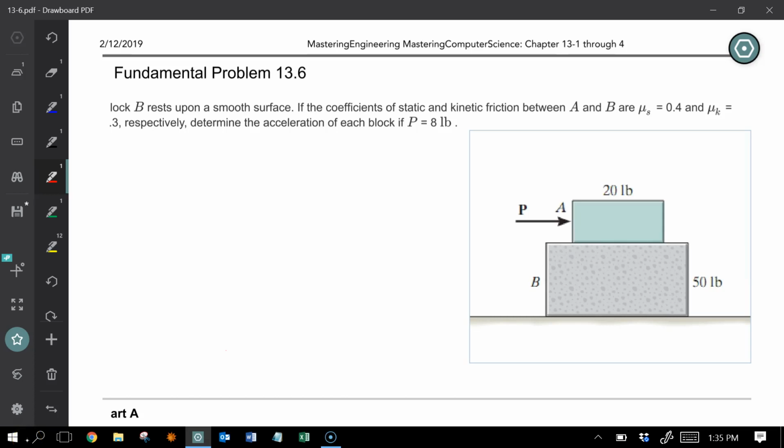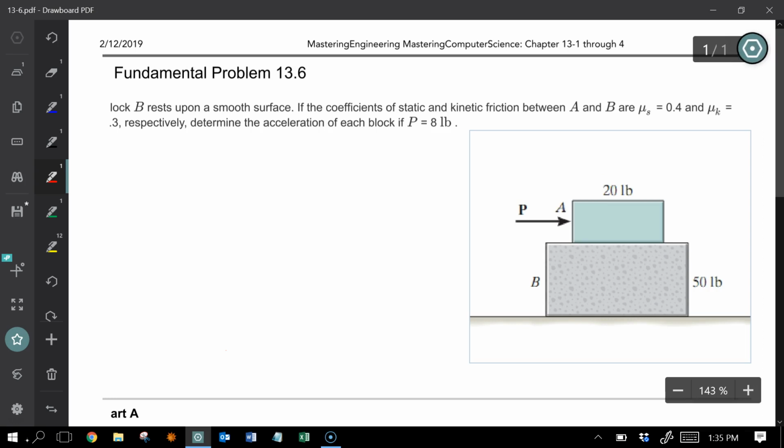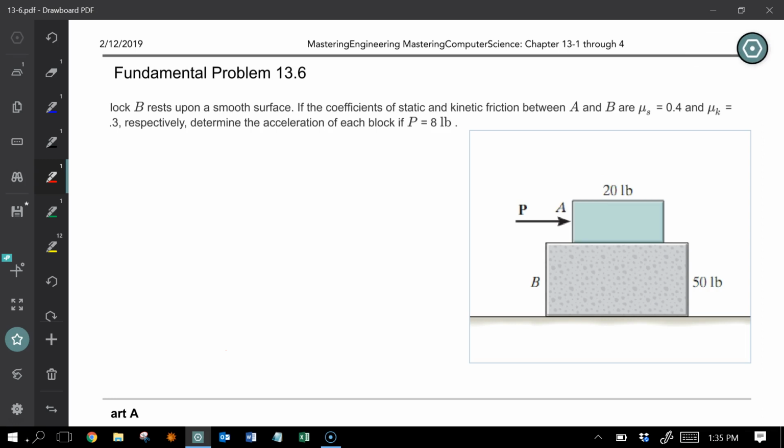Okay, for this problem, we have two blocks. We're given the coefficients of friction, and we're given a force. We're asked for the acceleration of each block. First thing to do is to try to identify whether or not you need to use a free body diagram for this problem. So you look to see what it is that they're asking for.